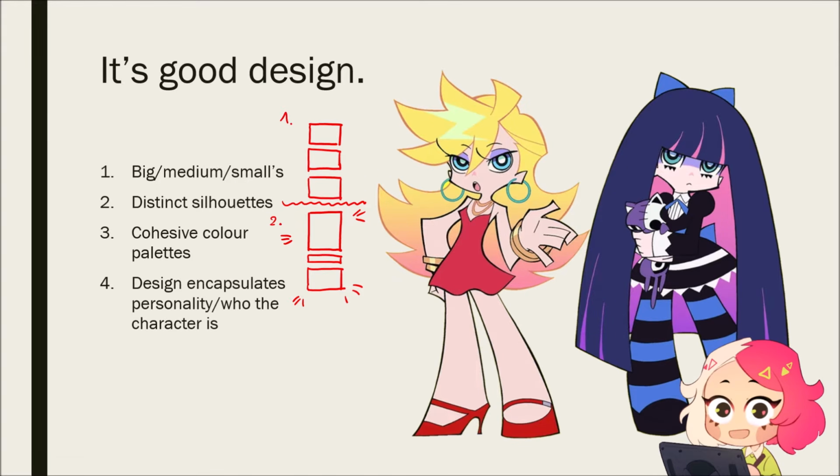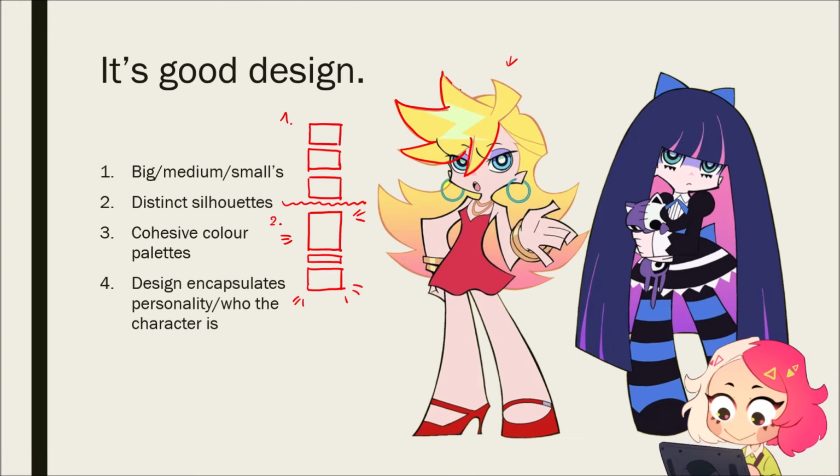So for example, if we take Panty, this hair, what do we see? If we were to mark, let's say, medium shapes in her design, I would say the fringe is definitely one. That is one of the mediums. I would say her dress is a medium shape.